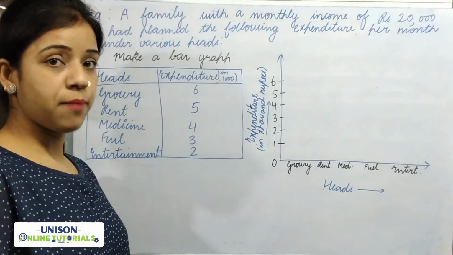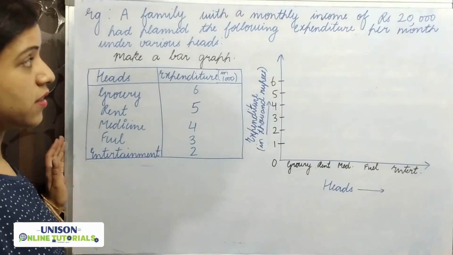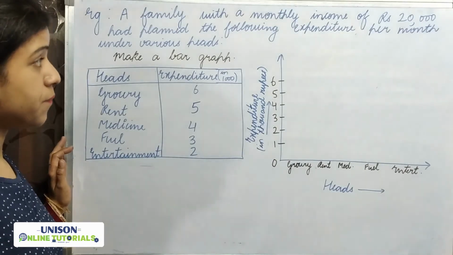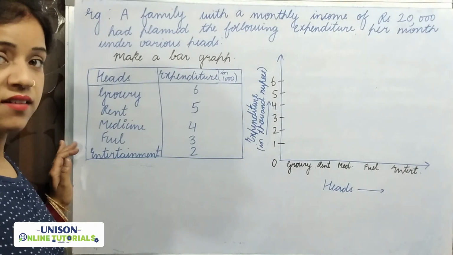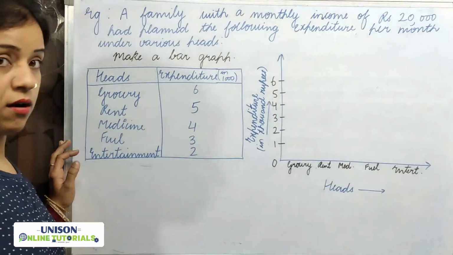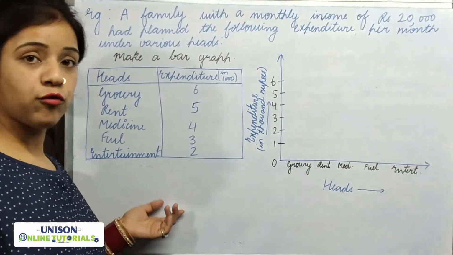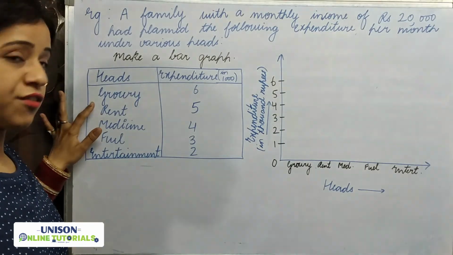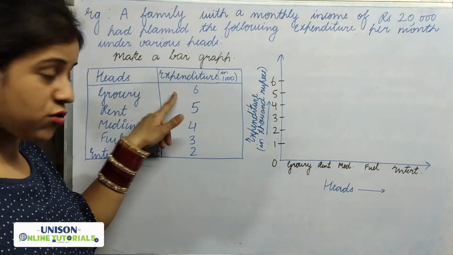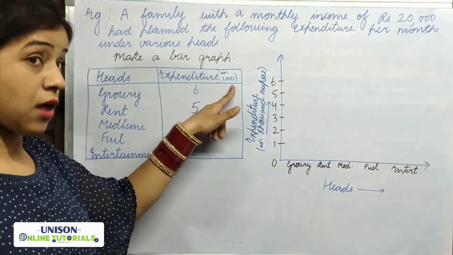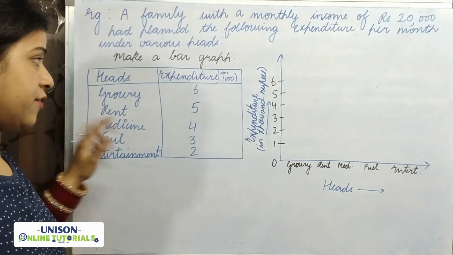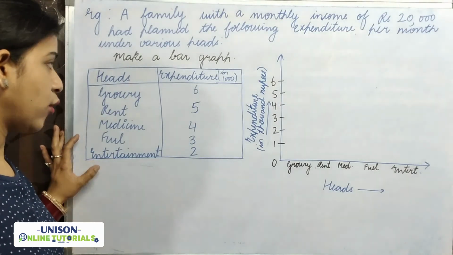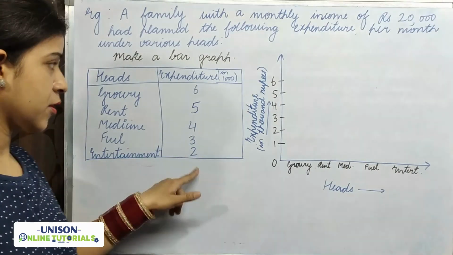Let's take an example for a bar graph. A family with a monthly income of 20,000 rupees had planned the following expenditure per month under various heads. Now we have to make a bar graph. The table is given to you. Now you have to convert this table into a graph. For grocery, they spend 6,000. Expenditure in 1,000 rupees. Rent 5,000. Medicine 4,000. Fuel 3,000. And on entertainment, they have spent 2,000.